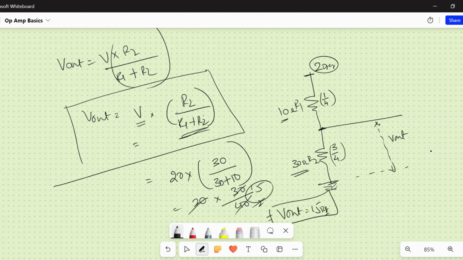So can we just apply here? 1/4 of 20 rupees is what? 5 rupees. 3/4 of 20 rupees is what? 15 rupees. Very simple. This is what you get from this formula. Now you understand what a voltage divider formula is.